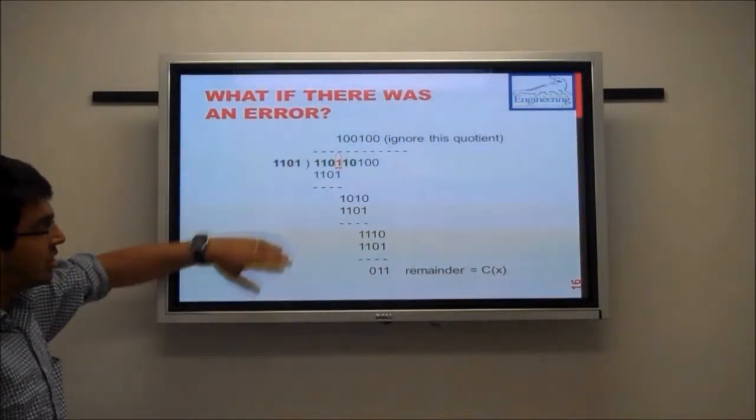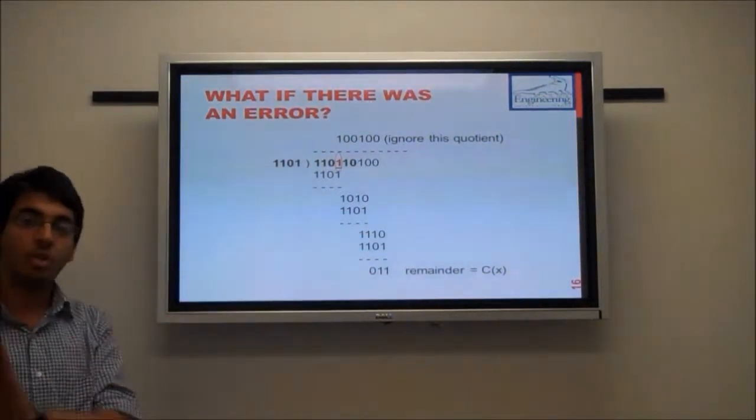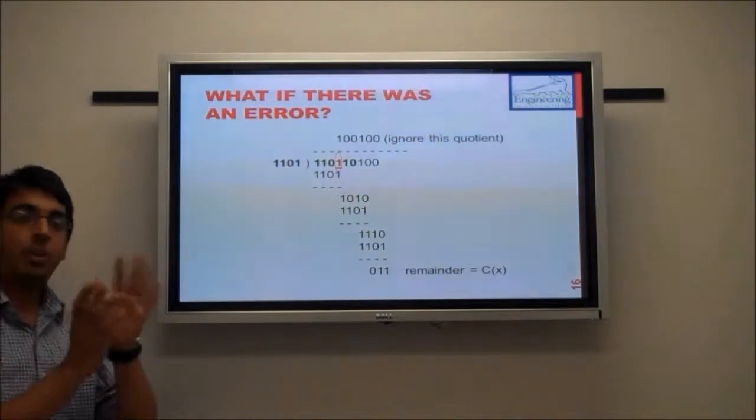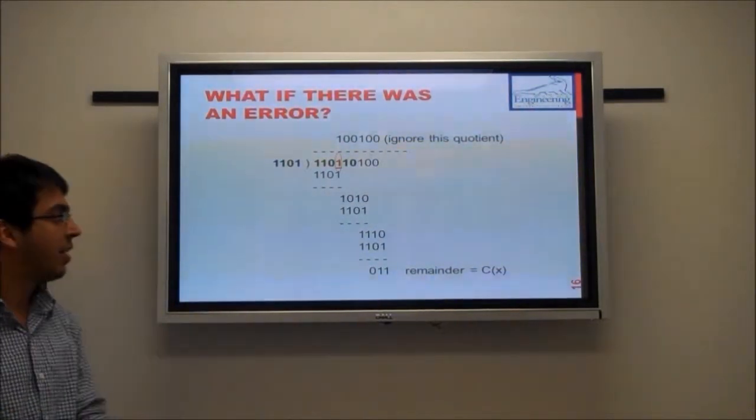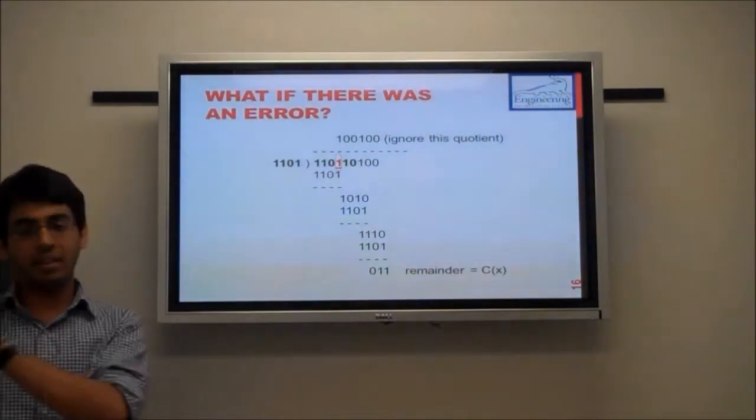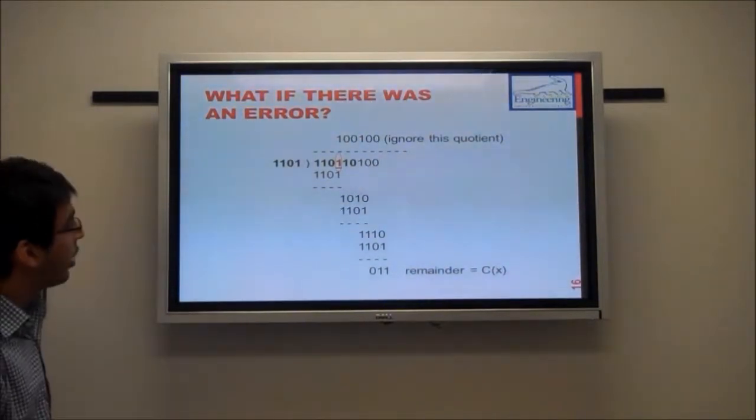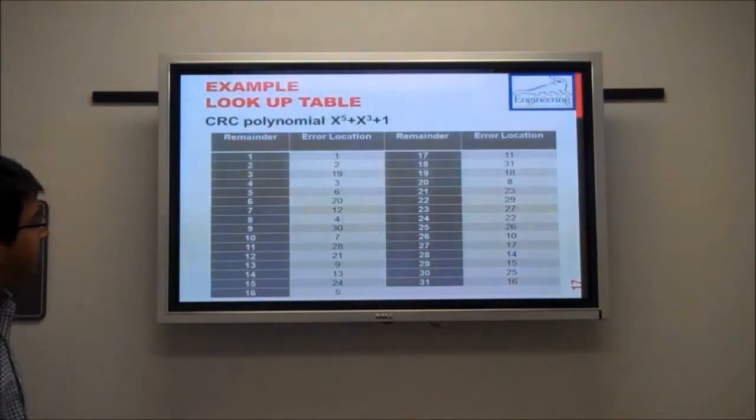Depending on the generator polynomial, these lookup tables would change, but since the transmitter knows what the generator polynomial is and the receiver knows what the generator polynomial is, we can have these lookup tables at the receiver. So let's quickly take a look at one of these lookup tables.